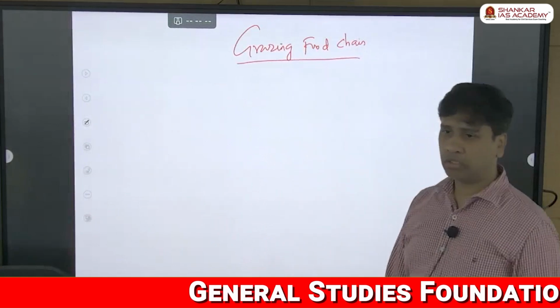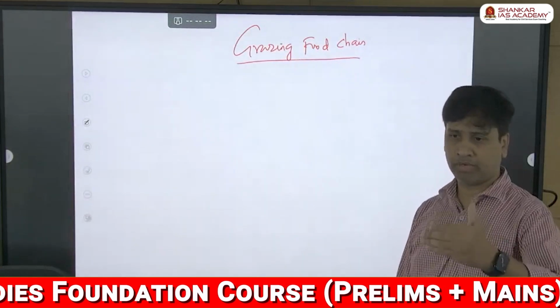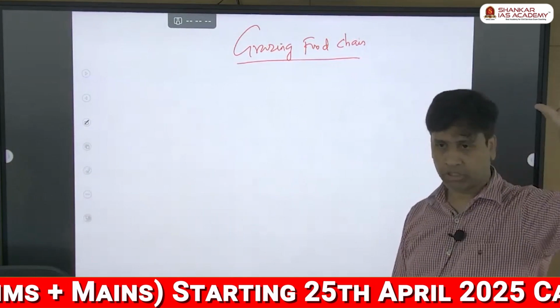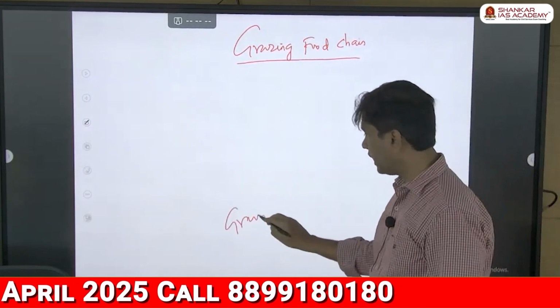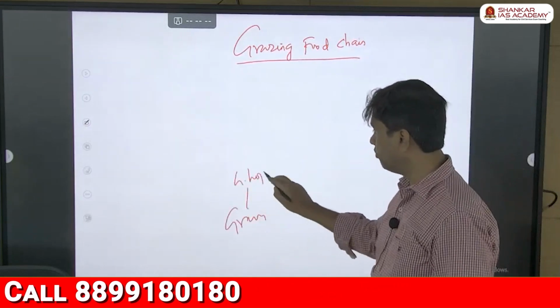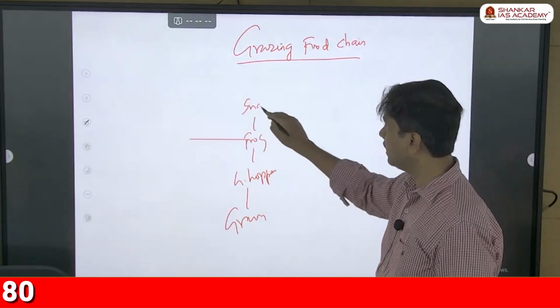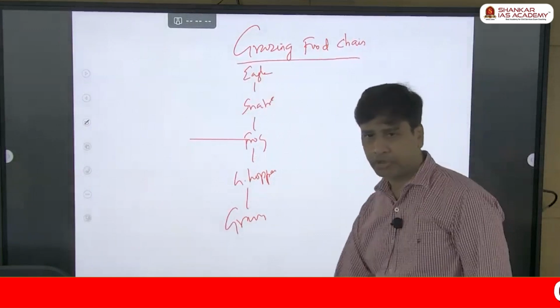For land and water, both are called grazing food chains. Phytoplankton is consumed by zooplankton, zooplankton by small fish, large fish, shark, whale, dolphin. That's a grazing food chain for the aquatic. For the land, as I already told you, grass is eaten by a grasshopper, may be eaten by a frog, may be eaten by a snake, may be eaten by an eagle. This is a grazing food chain.